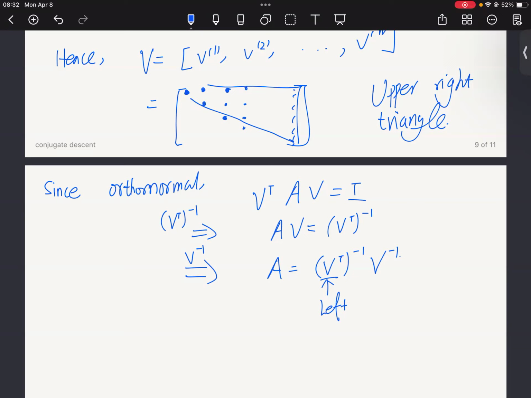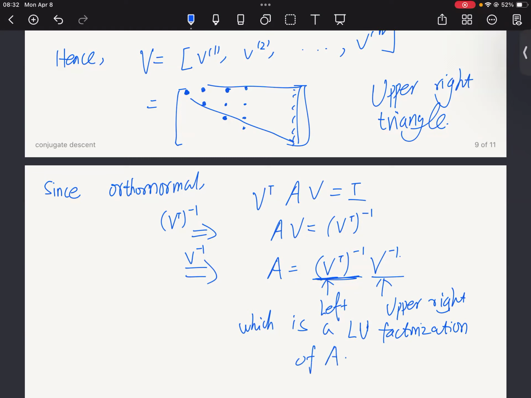But here, this is the upper right matrix. And the upper right matrix's inverse is still an upper right matrix. So now we have, let's see, this whole thing is lower left, and this one is upper right. This is the upper right triangular matrix, and this is the LU factorization of A. And this is a fun fact to know. LU factorization of A.